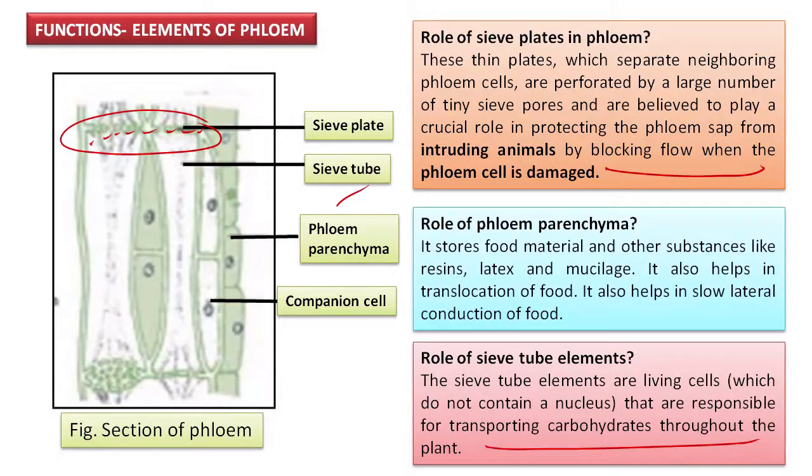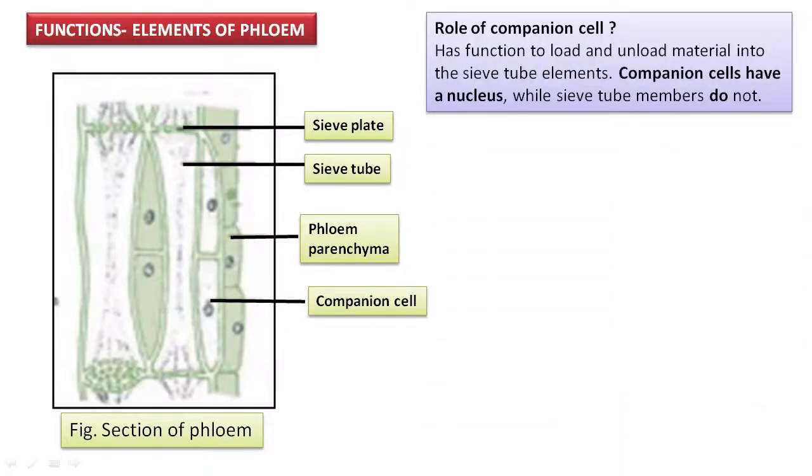Phloem parenchyma stores food material and other substances like resin, latex, and mucilage, as you see here outside. It also helps in translocation of food and in slow lateral conduction of food. Then the role of the companion cell. This is your companion cell by the side of the sieve tube. It has a function to load and unload material into the sieve tube elements. Companion cells have a nucleus while sieve tube elements do not have a nucleus.